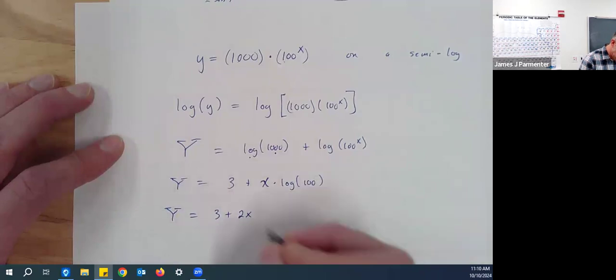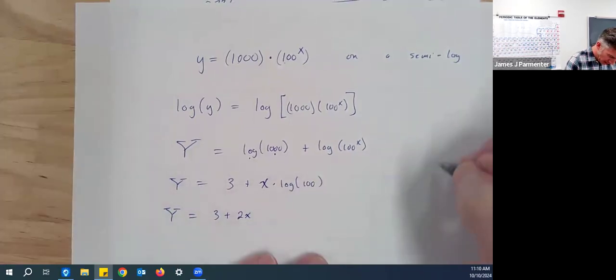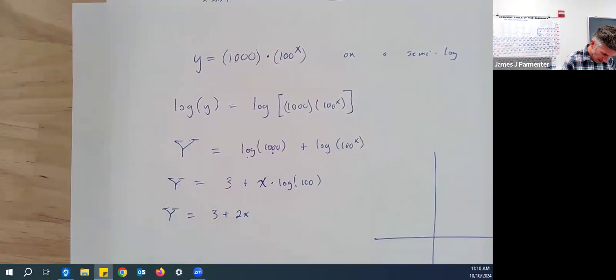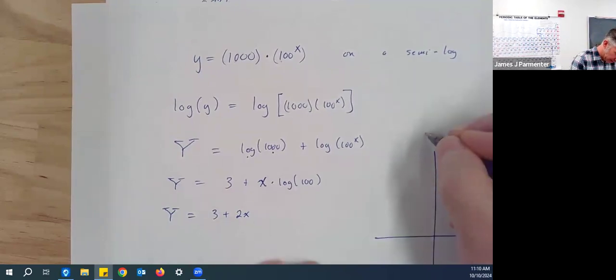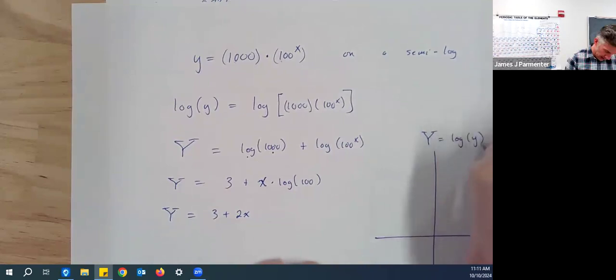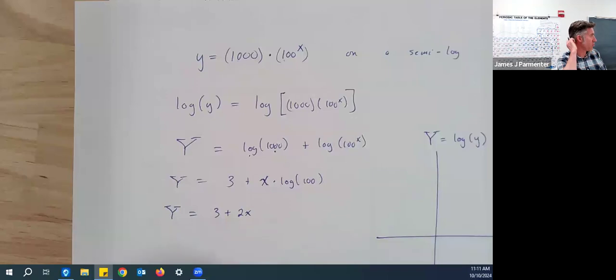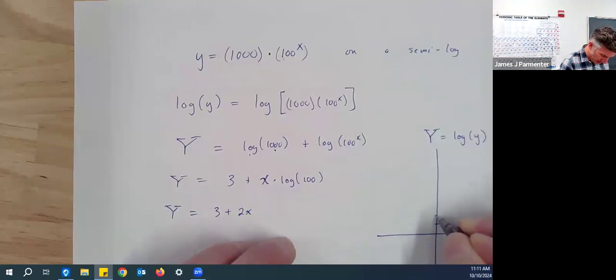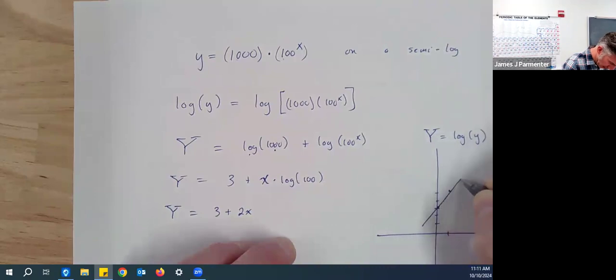Lowercase x. So my semi-log graph here, the horizontal axis is regular old X. The vertical axis is capital Y equal to log of regular Y. And then we would graph Y equal to 3 plus 2X. So my y-intercept would be positive 3. My slope would be positive 2. And it's going to look vaguely like that.